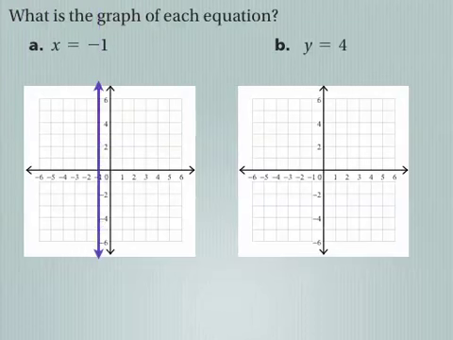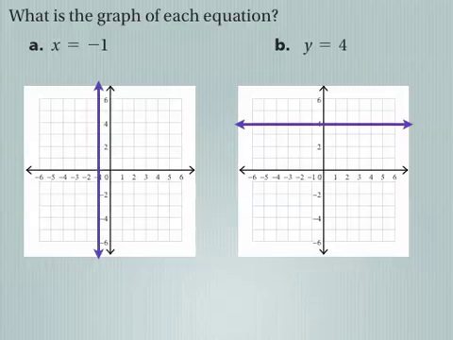It's going to be the same idea for b, which says y equals 4. If y equals 4, then that means that the y-intercept is 4. If there is no x, that means that it is not going to cross the x-axis. So in this case, if y equals 4, I'm going to have a horizontal line through 4 on the y-axis.